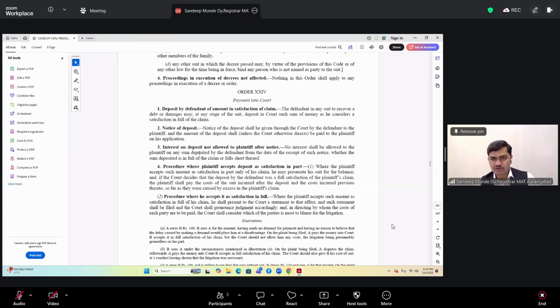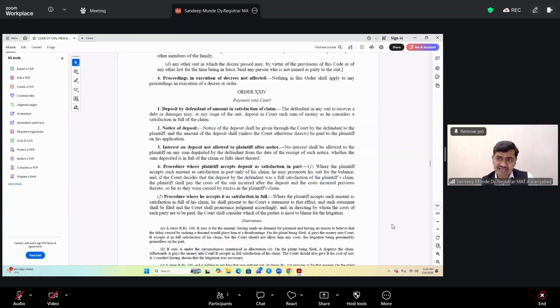If the plaintiff files a suit against the defendant claiming recovery of debt or damages, as soon as he gets the notice, the defendant has a right to deposit the said amount into the court of law according to Order 24. He may give the notice of deposit. Interest on deposit is not allowed to the plaintiff after notice. Procedure where the plaintiff accepts the deposit as satisfaction in part, and procedure where he accepts it as satisfaction in full.